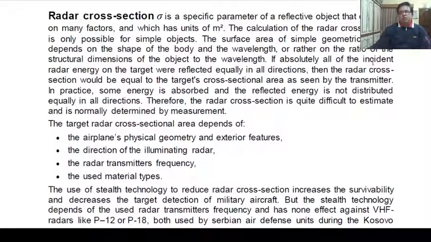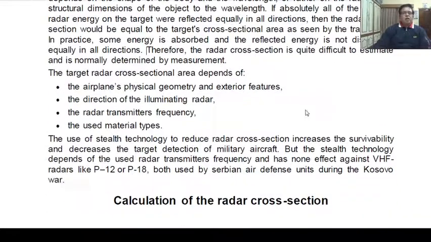If absolutely all of the incident radar energy on the target were reflected equally in all directions, then the radar cross-section would be equal to the target's cross-sectional area as seen by the transmitter. In practice, some energy is absorbed. We know that some energy is absorbed and reflected energy is not distributed equally in all directions. Therefore, radar cross-section is quite difficult to estimate and is normally determined by measurement.